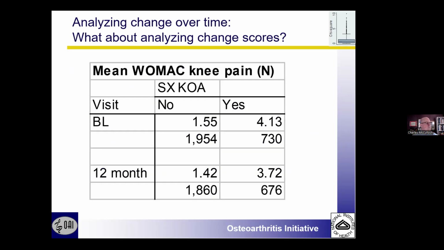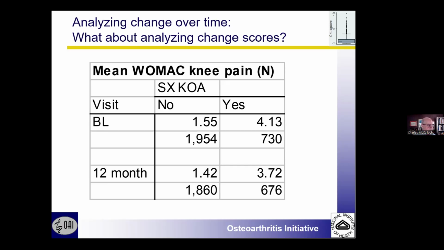All right, so here's just a simple data table. Here's the WOMAC knee pain score at baseline and visit 12 months, divided by whether or not they had symptomatic knee OA at baseline. So at baseline, those with symptomatic knee OA, not surprisingly, had much higher pain scores, but they actually dropped a little bit by 12 months, whereas we also see a slightly smaller drop in those who didn't have symptomatic knee OA at baseline.